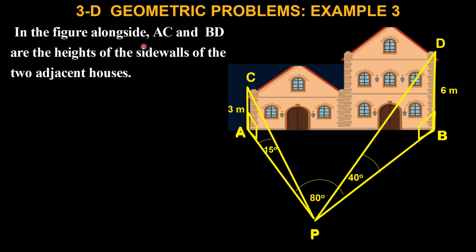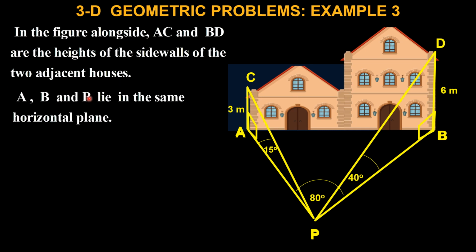In the figure alongside, we've got AC, there's AC, and BD, the heights of the side walls of two JC. There are two homes. This one is a double story, with a little loft up there, right? But this one has got two floors there. We want the heights of the side walls, so it's the walls on the side, this side and that side. Okay, and A, B, P lie in the same horizontal plane. A, P, and B are points that lie in the same horizontal plane. So there's my horizontal plane there.